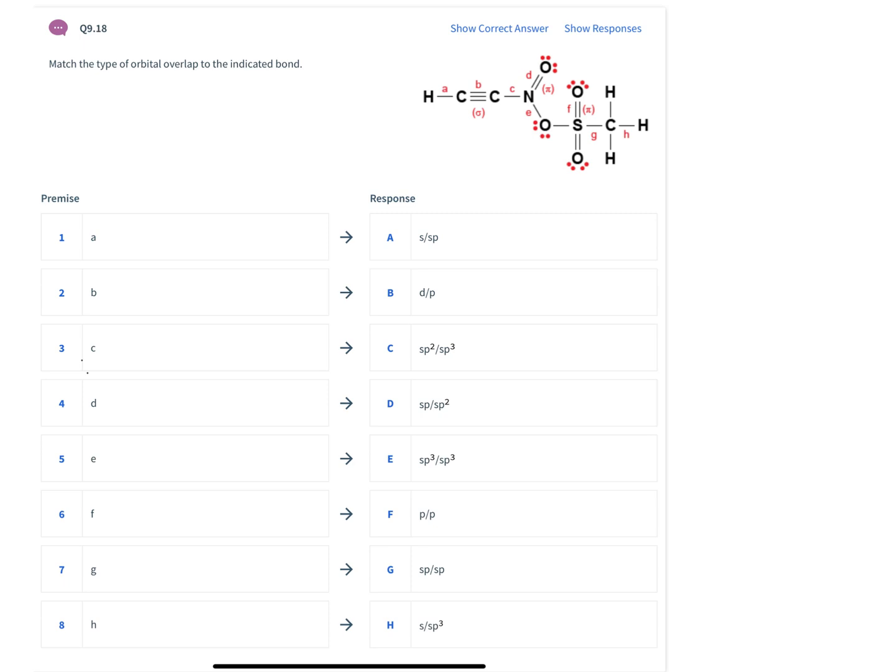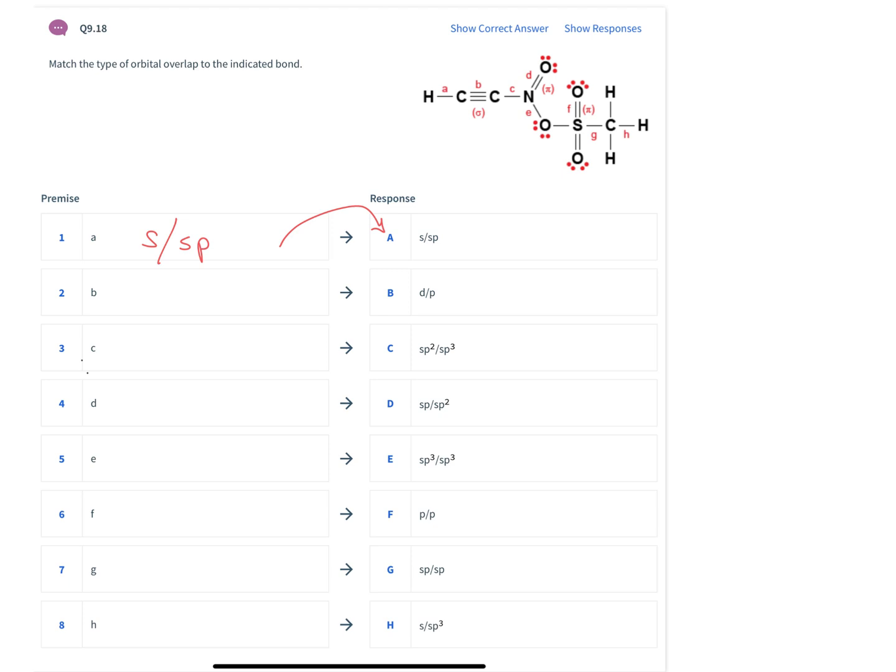Now I'm going to look at this carbon. Carbon has two electron domains, 1, 2. With those two electron domains, I need two hybrid orbitals. I'm going to mix together an s orbital and a p orbital for sp hybridization. So I'd have an s orbital overlapping with an sp orbital. So question 1 matches A.